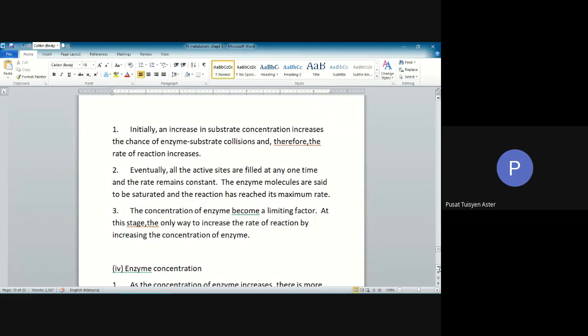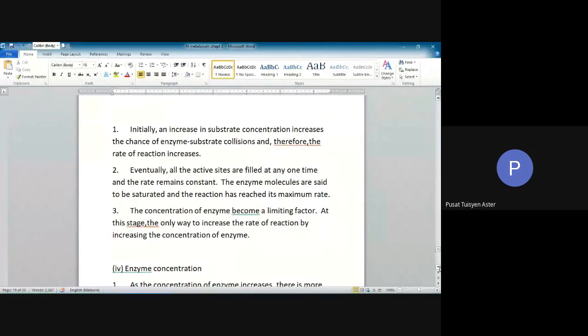Tapi, it's no use if you keep on giving too much of sunlight for it, too much of water for it, because other factors for the growth of plants akan tak cukup untuk receive these other factors for its maximum growth. So there is a limiting factor there. In this case, apabila banyak sangat substrate concentration, enzyme pula jadi limiting factor. So at this stage, the only way to increase the reaction adalah to increase the concentration of enzyme.